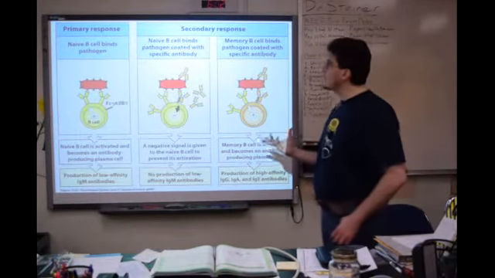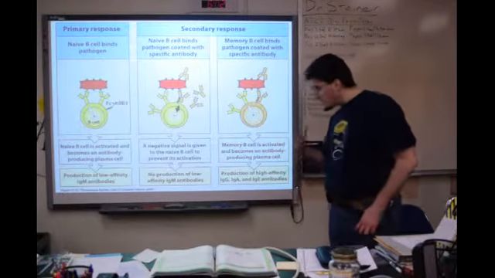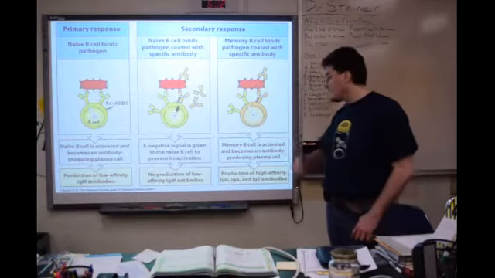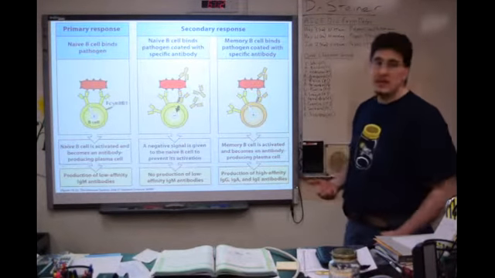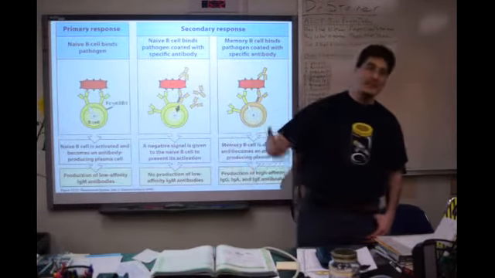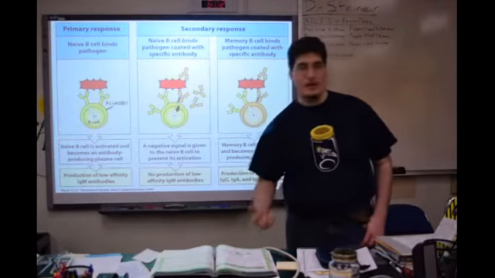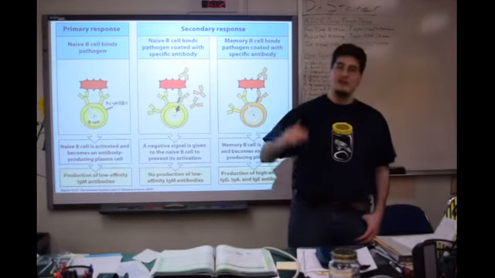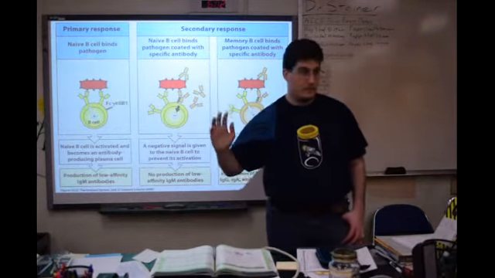So a secondary response will produce considerably less IgM than IgG, IgA, and IgE. IgM is in high levels in only the primary response and in very, very low levels in secondary immune response. It's almost not there.